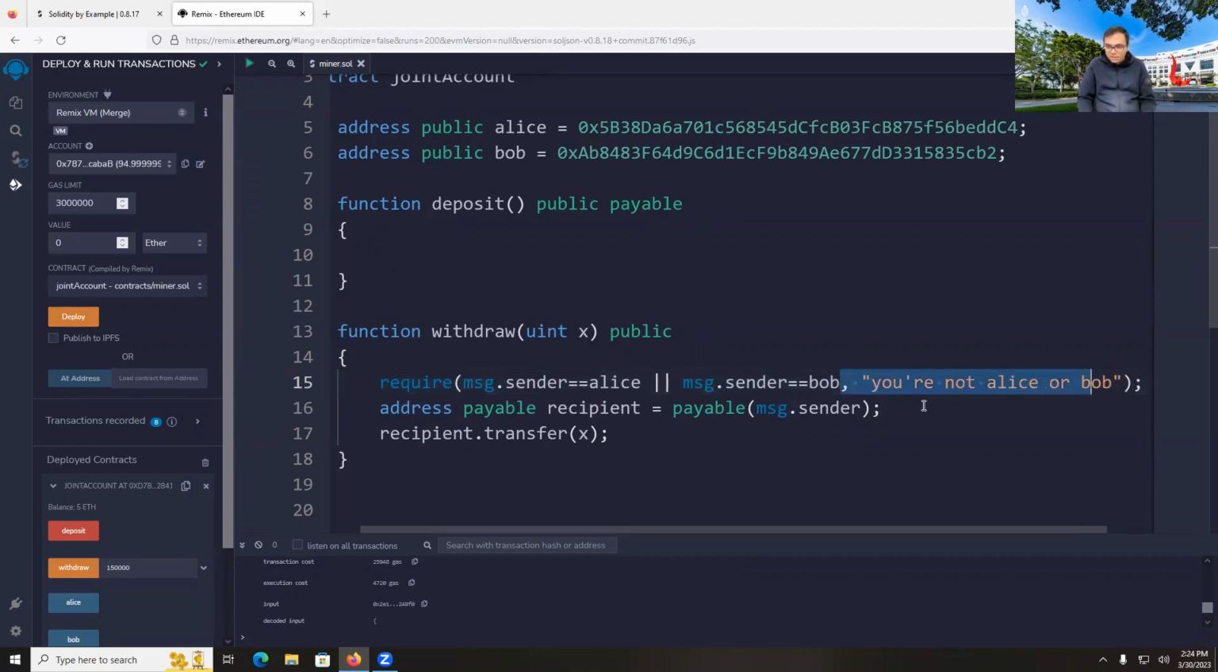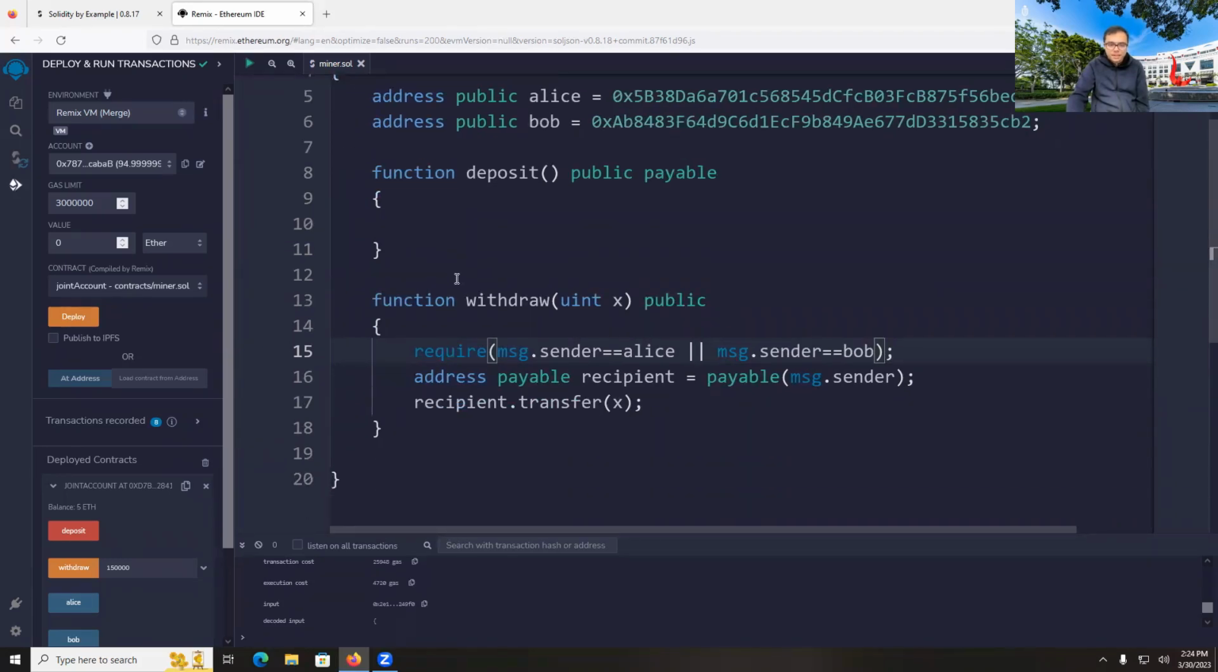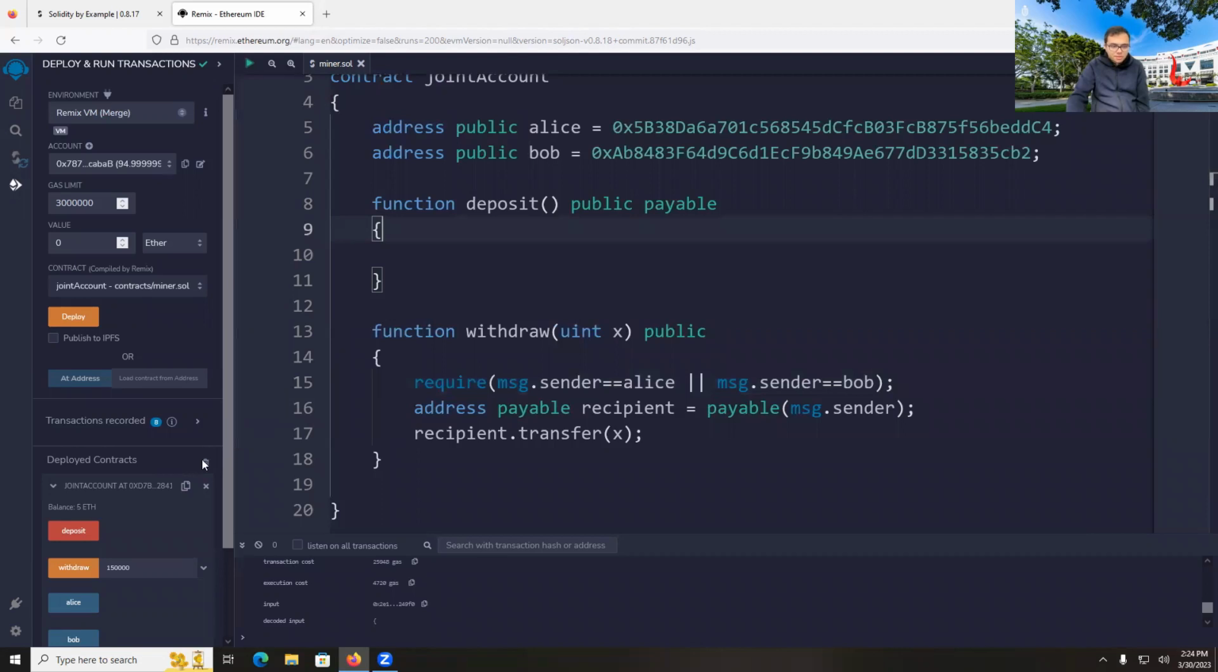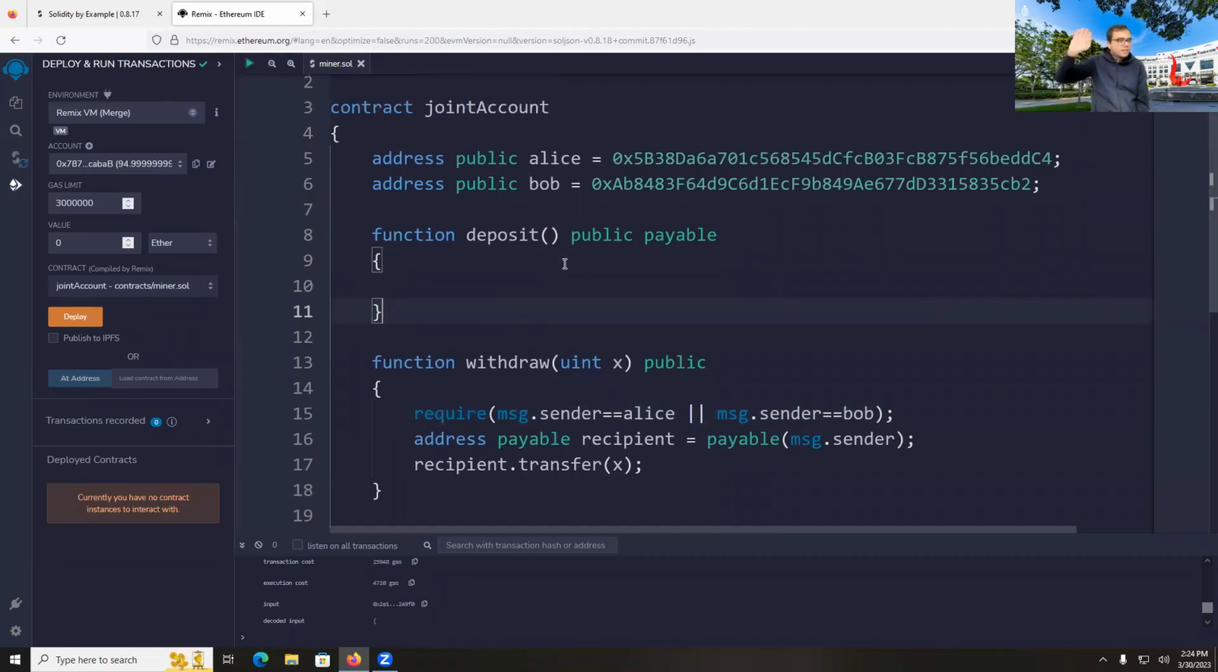You can withdraw if you're either Alice or Bob. Now, but what I want you to think about is what happens if both parties try to withdraw at the same time. So let's say I've put this contract on the blockchain, and let's say that I've already deposited 1 Ether into the contract. And now both Alice and Bob want to withdraw at approximately the same time.